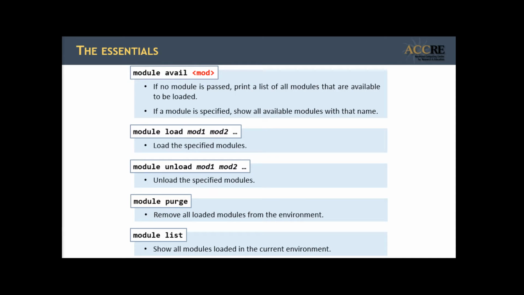And depending on what you put after module, you get different behaviors. So the first one is, how can I show me the software I can select from? Okay, show me the list. And that command is called module avail. So let's see what it does.